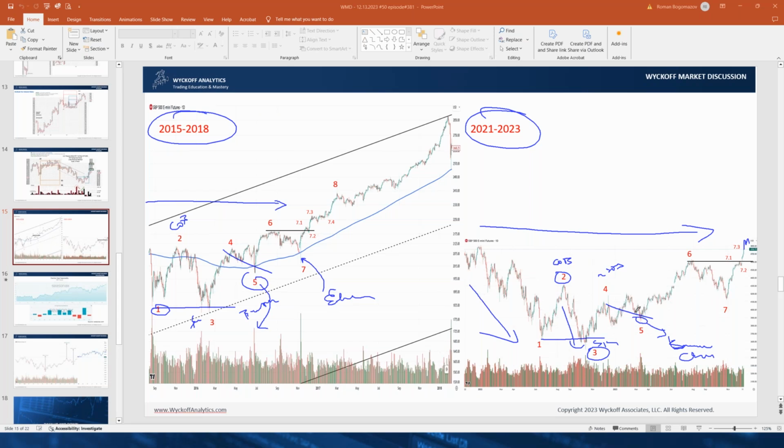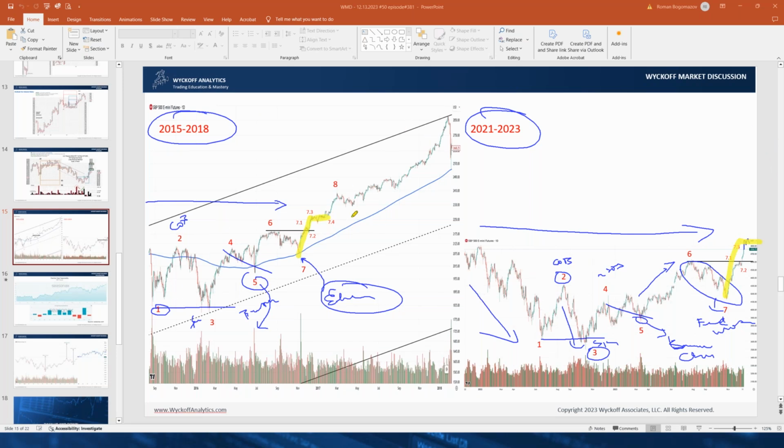Then we go up into 6 and then we wait. So this is Fed watch, and this is obviously the election. And after that, it's all up, right? Look at the character here, then test. Look at the character here, now test. So that's how I'm thinking about this.